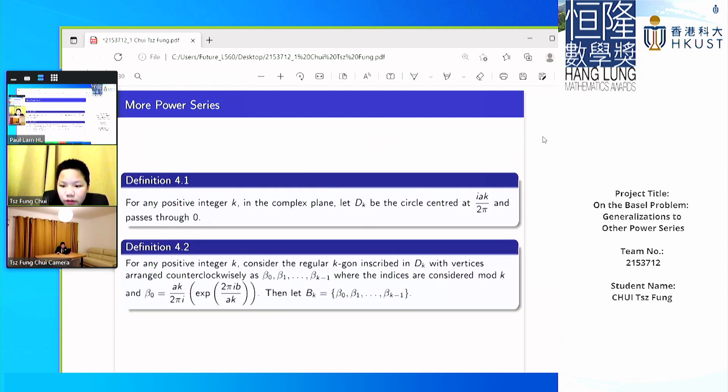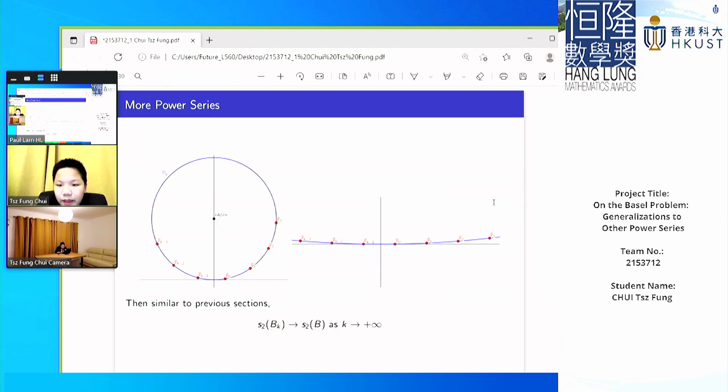To do this, we do something similar to what we did when we calculated theta 2. We define beta j to be points uniformly distributed across the circle defined in 4.1, and this time we take all points defined, which includes beta naught, unlike what we did in theta 2. Again, as k increases, so does the size of the circle. The beta j's will get closer to the real axis, with horizontal distance tending to a. Using an argument similar to that in previous parts, we have S2bk tends to S2b when k tends to infinity.